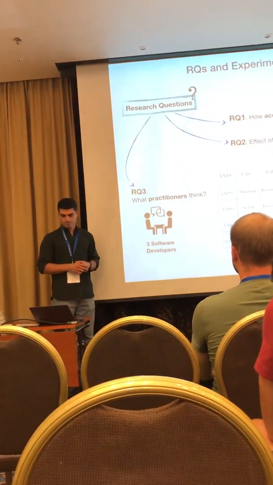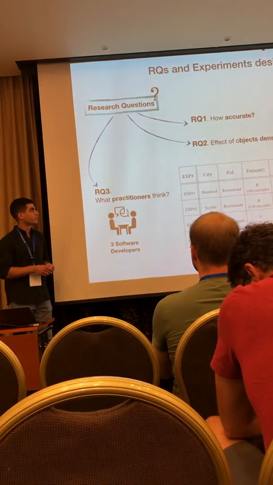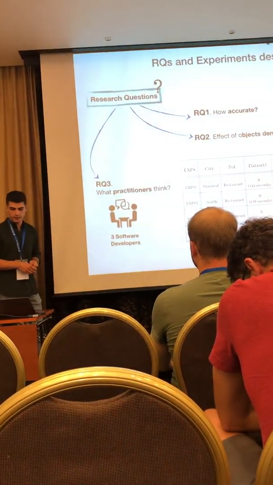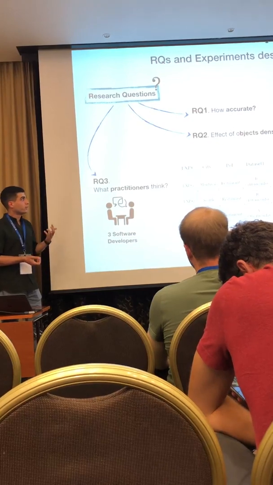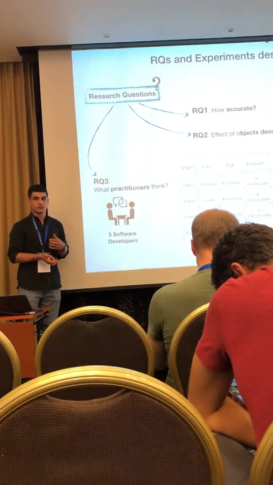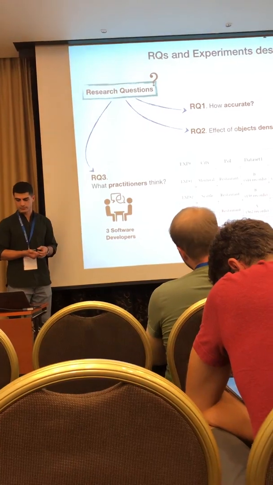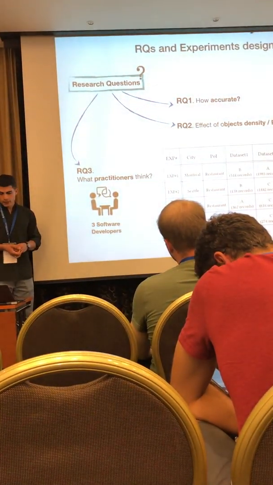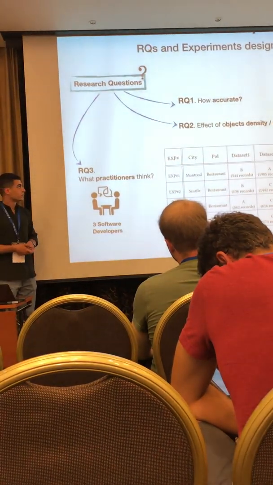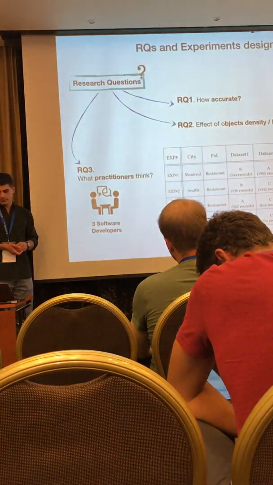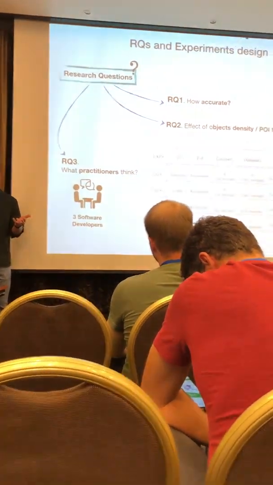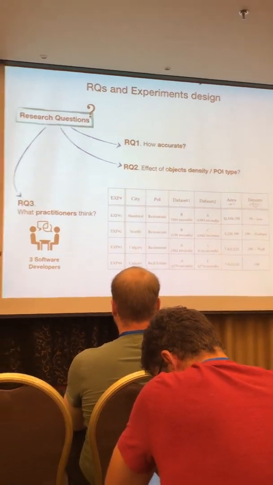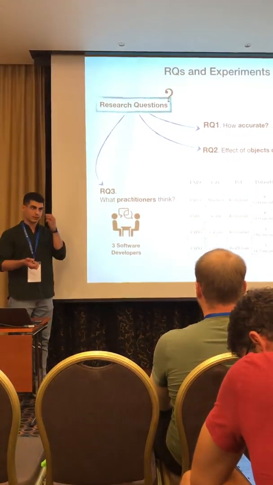We defined 3 research questions. In the first 2 research questions, we wanted to see how accurately our method performs in different scenarios with different levels of object densities and different points of interest, or POI, types. To answer these questions, we designed 4 experiments. In each experiment, 2 datasets are being merged, while we take one of the datasets as the system database and the other one as the merging datasets.